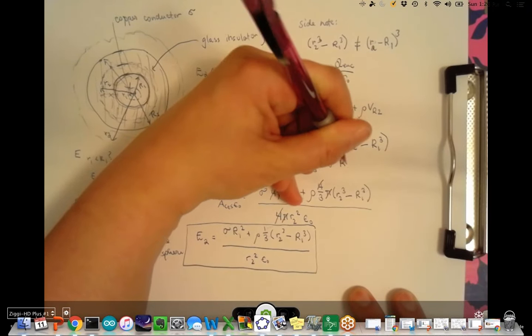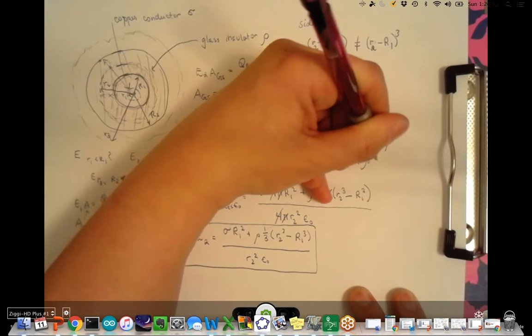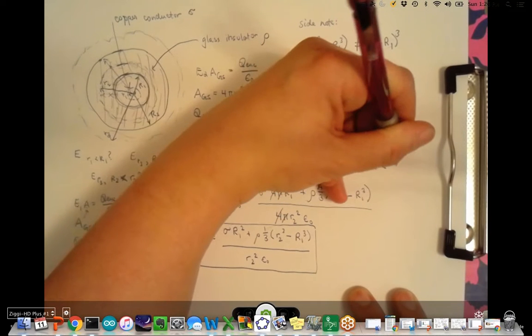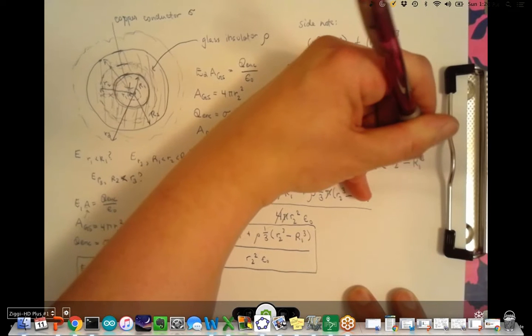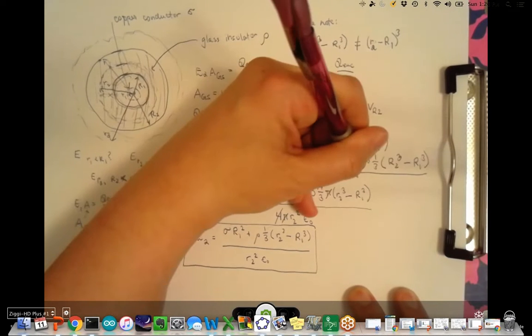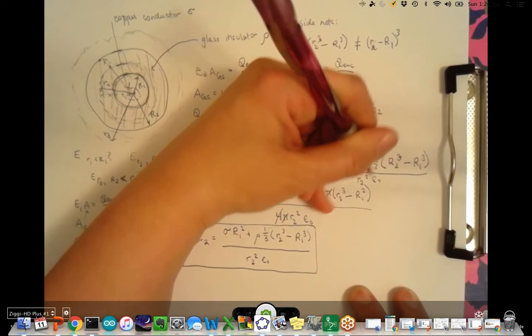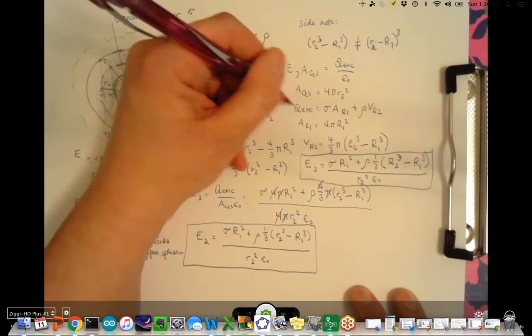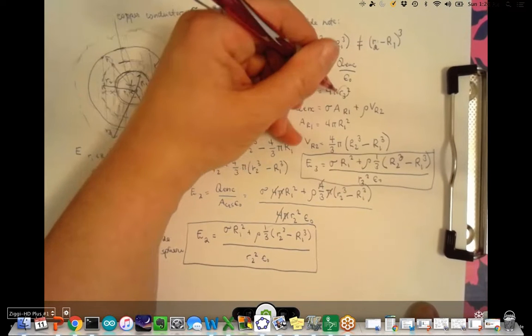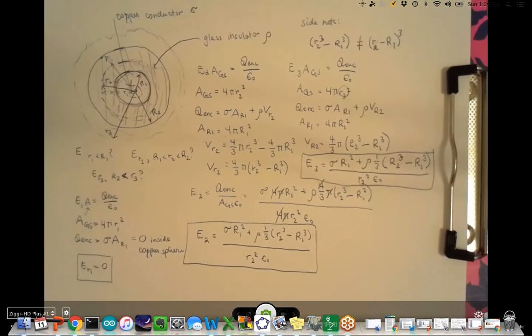Sigma R1 squared plus rho 1/3. The only thing that's going to change is this term, R2 to the third minus R1 to the third, divided by R2 squared epsilon naught. Oh, sorry, this is going to be an R3 this time because we're all the way out there. From here, yep. Okay, and it's going to look almost identical. All right, and that would be the case of a sphere.